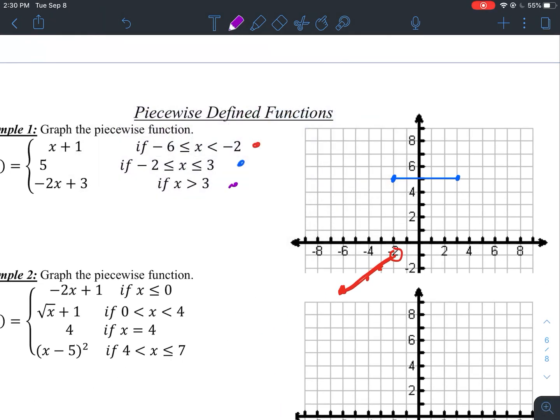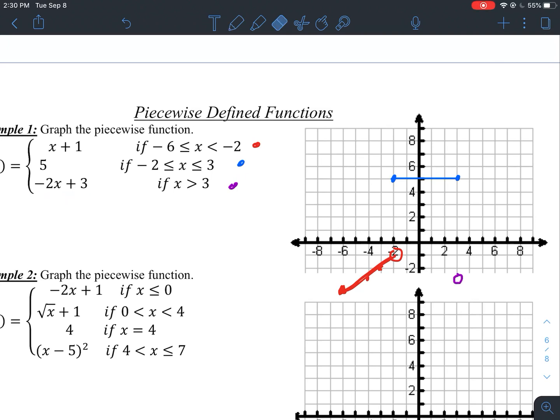And then finally, between 3 and infinity, put an open circle at 3. I'm going to graph this line. So again, just plot as many points as you need until you know what it looks like. If I put 3 in, I would get negative 2 times 3 plus 3, which is negative 3. And that's going to be an open circle.